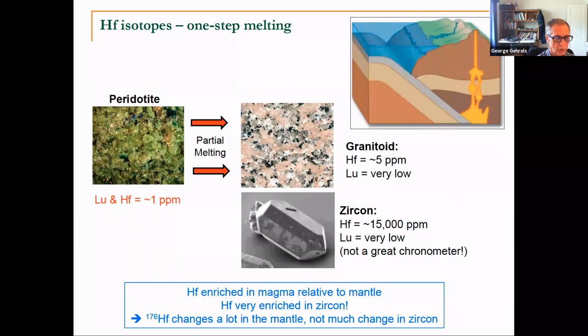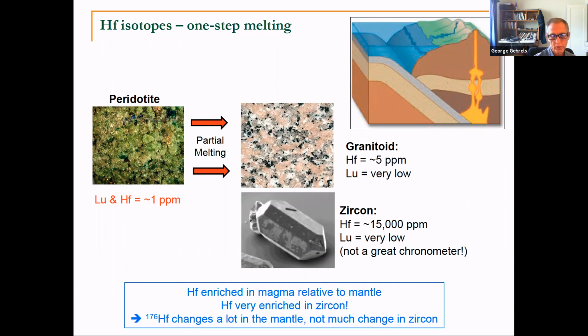But now let's go to that zircon crystal, which is forming in that granitoid. When the magma crystallizes, maybe 0.1% will crystallize into zircon. Zircon has a huge amount of hafnium. Look at that, 15,000 ppm, a few percent. And it has very, very low lutetium. And so think about that 176/177 ratio in that zircon. It's not going to change very much at all, right? Because there's very little lutetium there, but lots of hafnium.